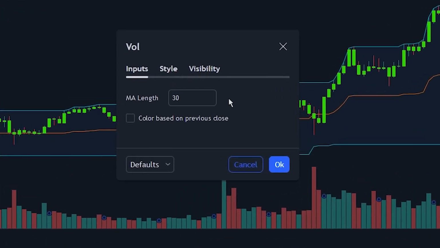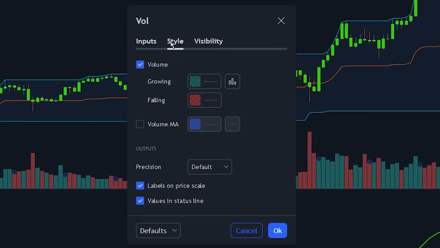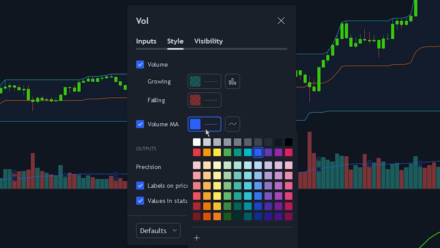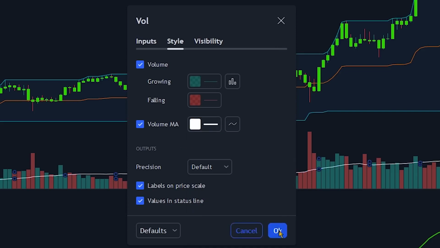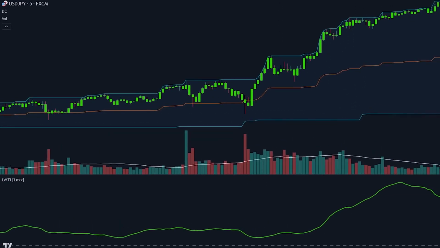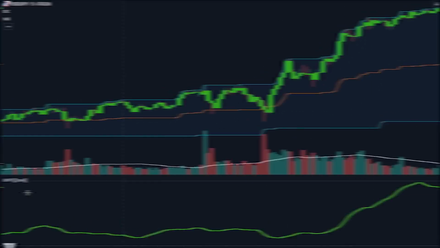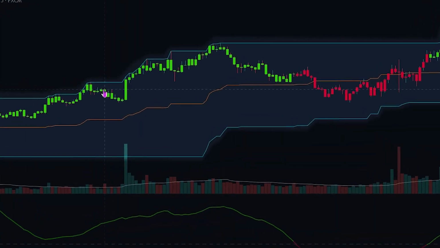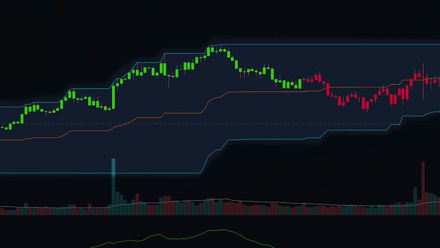Now head over to the Style tab. We will need to enable the volume moving average line. Finally, we will be changing the color of the indicator line in order to make it easier to see. That was all that we needed to do. Now let's take a look at how we will be combining these indicators in order to enter into a position. We will first be using the Donchian channel indicator to provide us with a signal of whether we should enter into a position.